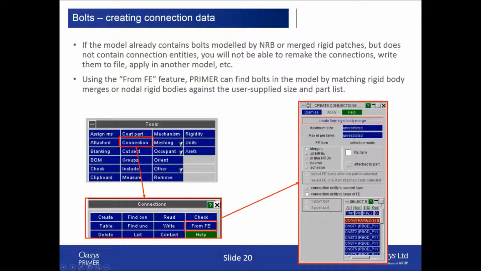But essentially, you specify nodal rigid bodies or constrained mergers that exist in the model, and specify that you want to create a Primer connection entity on top of those. And there's options for maximum size and so on, so that sometimes you might have bigger constrained nodal rigid bodies in your model that you don't want to class as a bolt.